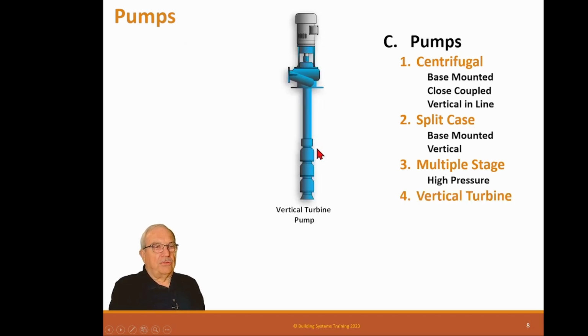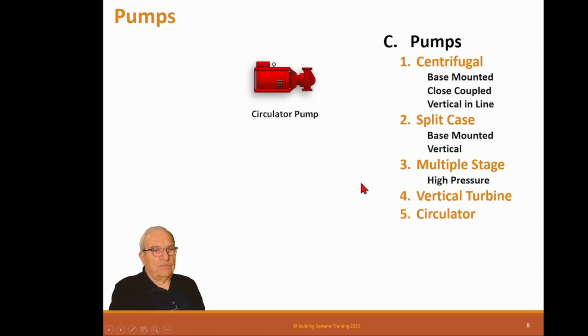Then you have vertical turbine pumps, and these are like well pumps, but we use them in cooling tower basins. So basically they have multiple impellers in series, just like that last pump, and these will pump it up and then take it out to the condensers, the cooling towers we need. So those are vertical turbine pumps.